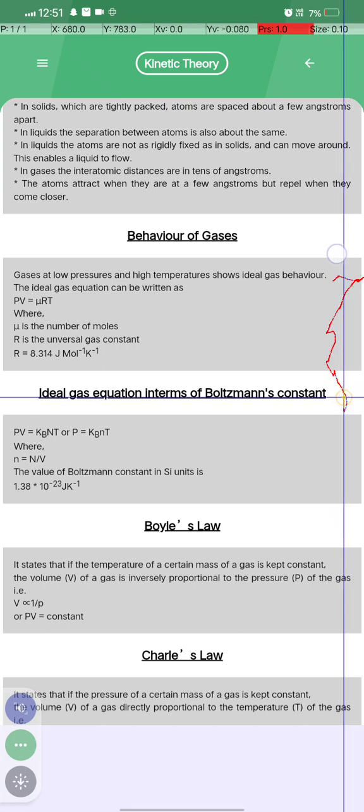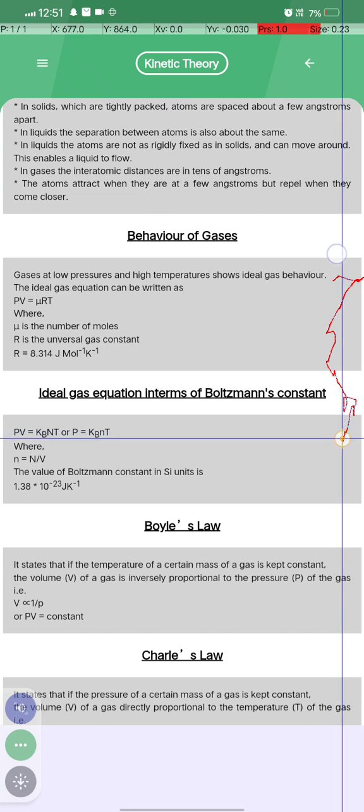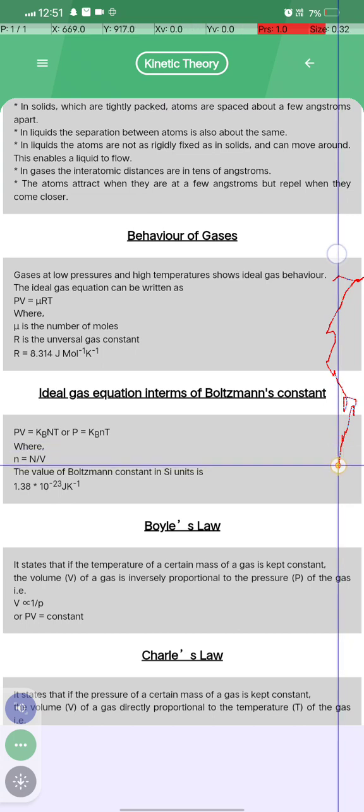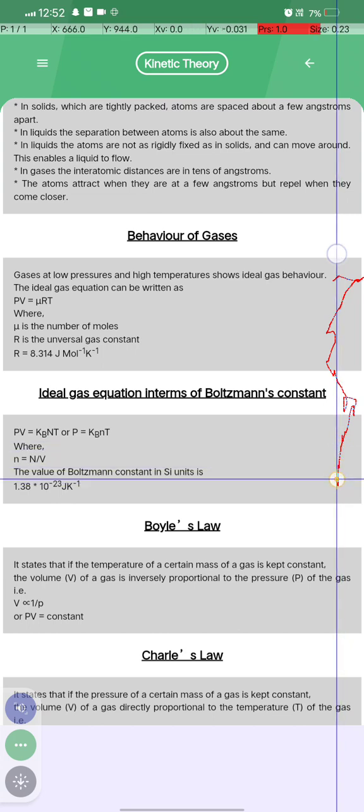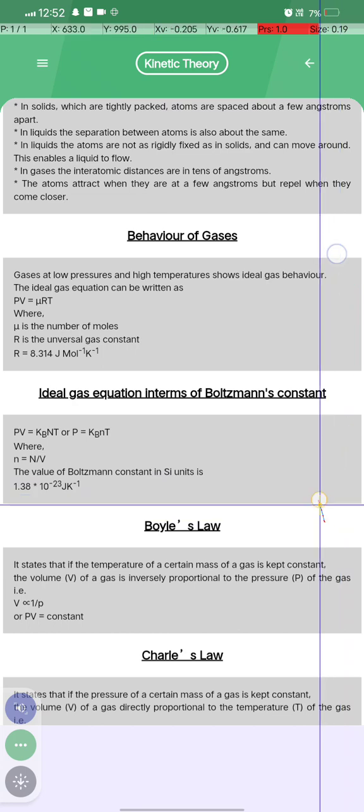Ideal gas equation in terms of Boltzmann constant: PV = N k_B T, and P = n k_B T, where n is equal to N by V, and the value of the Boltzmann constant in SI unit is 1.38 × 10^-23 joule per kelvin.